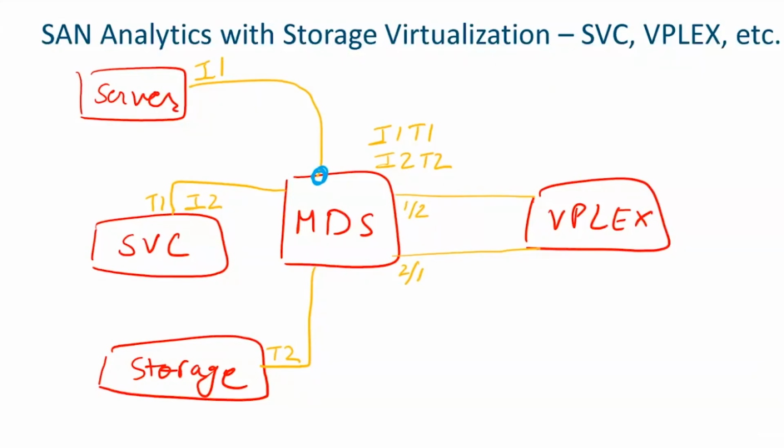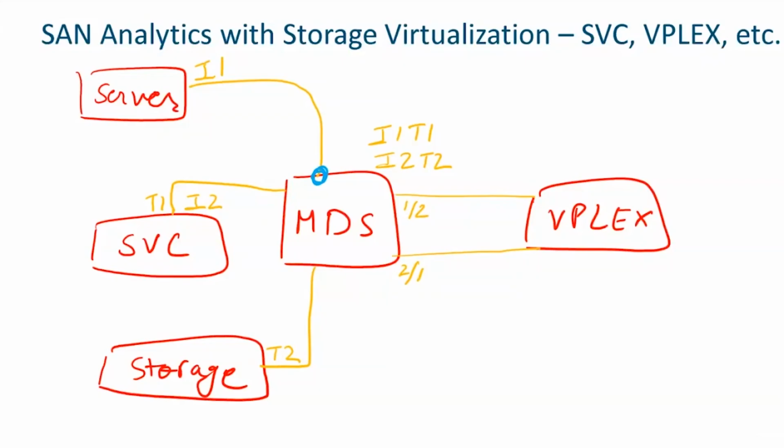VPLEX works in the complete opposite way. VPLEX works more of a write-through model, where a write comes in, hits the VPLEX cache, and VPLEX will write to the backend array. Once that write is acknowledged by the backend array, then it will send write complete to the server. So it's a little bit different architecture in the way they operate.